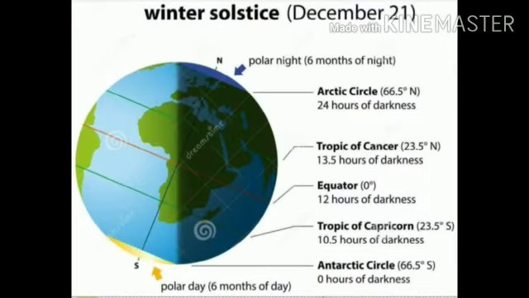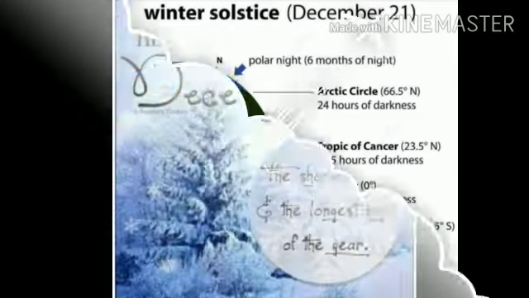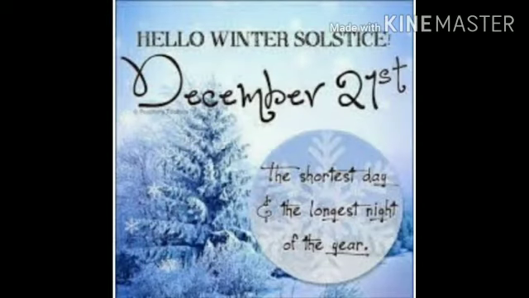You can see this on your screens. The winter solstice, December 21st. You can see polar night, 6 months of night. You can see Arctic Circle, Tropic of Cancer, Equator, 12 hours of darkness, Tropic of Capricorn, Antarctic Circle. You can see all these things. Polar day, 6 months of day. You can see the polar night, the darkness part on the globe is the polar night, and the radiant part, the lighted up part, is the day. So you can see on your screens the winter solstice. That means 21st December. The shortest day and the longest night of the year is 21st December, that is winter solstice.